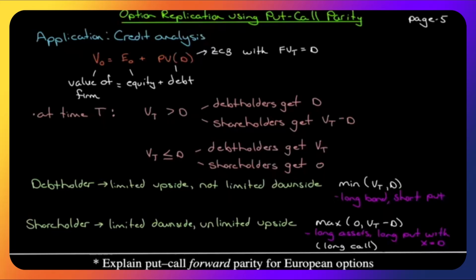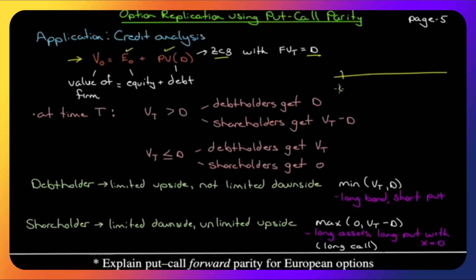This module ends with an application of put-call parity, and the application is to credit analysis. What we're doing in this section forms the basis of something called the structural model of credit analysis, which you'll see more of at Level 2. Let's begin with this very straightforward equation. The value of a firm is equal to the sum of its equity plus its debt. I think that's pretty straightforward. We'll make an assumption on the debt here to make it nice and simple. Let's assume this is just a 0 coupon bond and it's going to mature with a face value of D at time T.